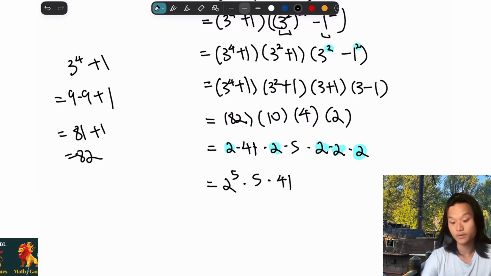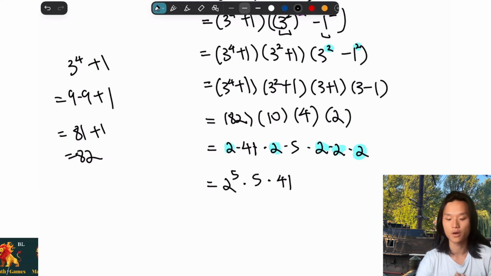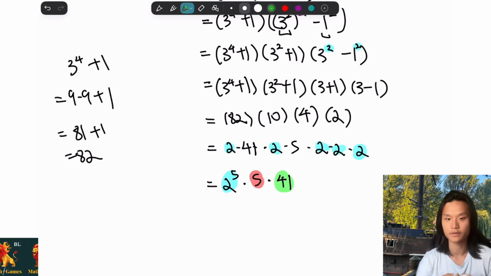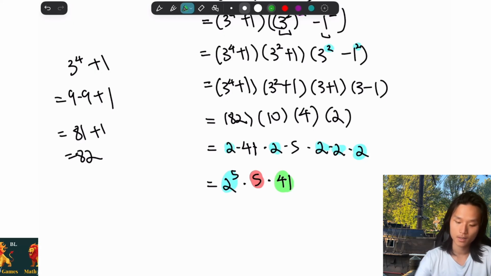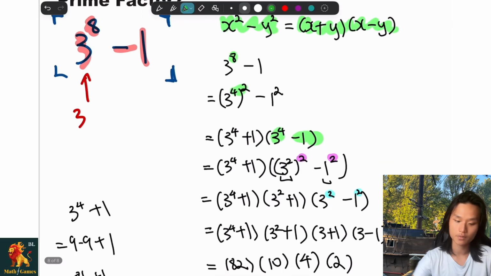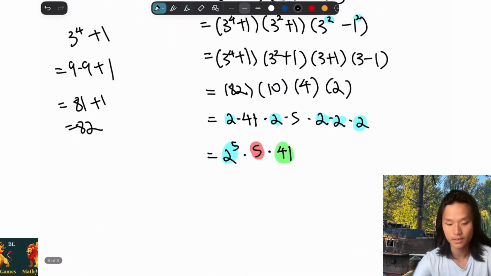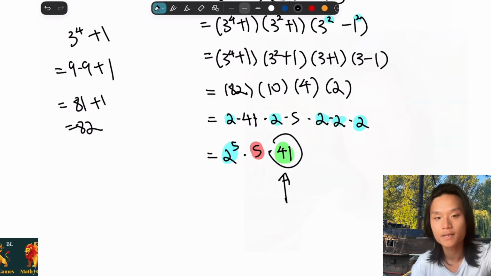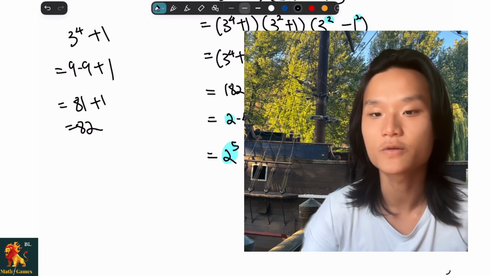Now notice here, this is what is known as prime factorization, because we have all these prime numbers, meaning its only factors are 1 and itself. We cannot further break them down. There's no other factors. And the question is the biggest prime factor. Well, we have found it here. It is just 41. So that's it for this question.